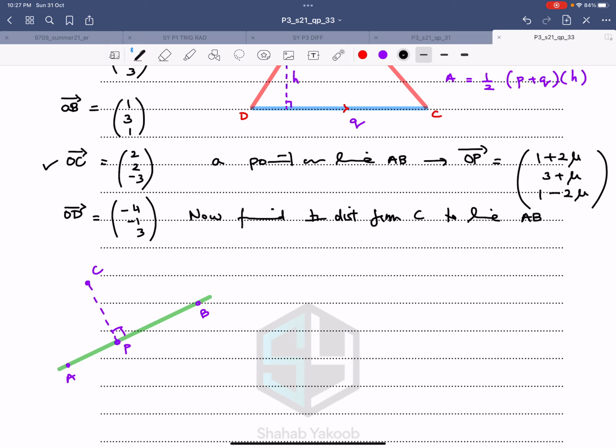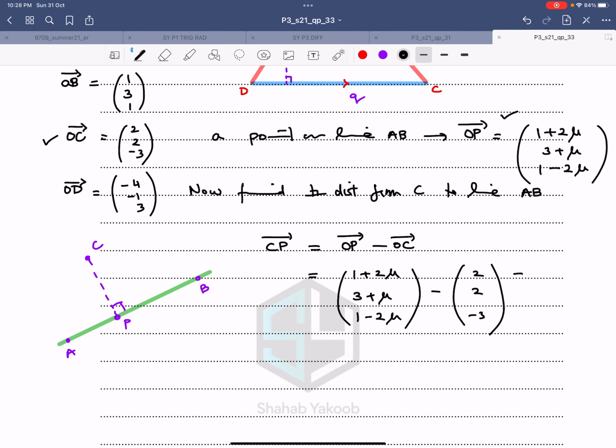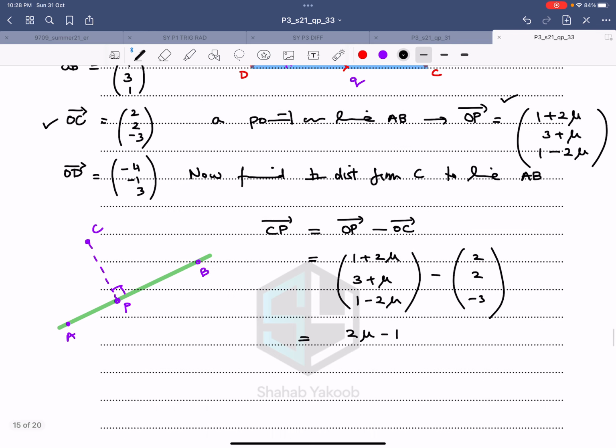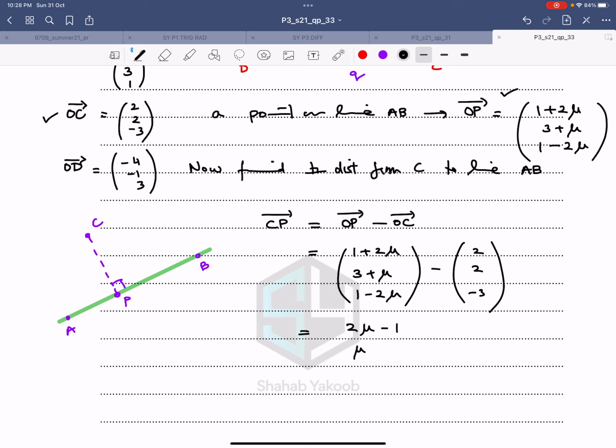So do I have C? Yes. Do I have P? Yes. So if I find CP, CP is OP minus OC. OP is (1 plus 2 mu, 3 plus mu, 1 minus 2 mu) minus OC. If I subtract OC, which is (2, minus 3, ...), what does it simplify to? The first line simplifies to 2 mu minus 1. The second line simplifies to mu plus 1. The third line simplifies to 1 plus 3, which is 4, so 4 minus 2 mu, or minus 2 mu plus 4. This is what you get.